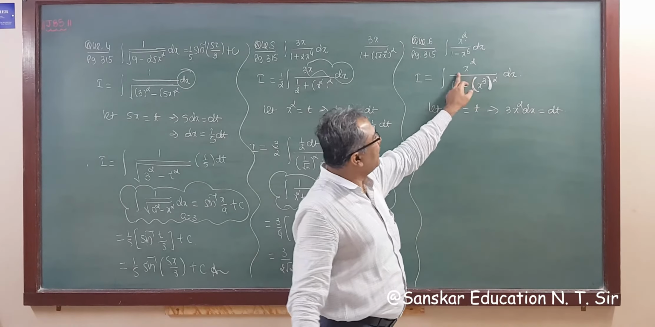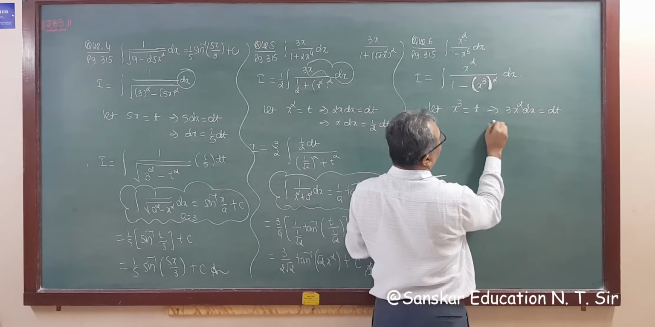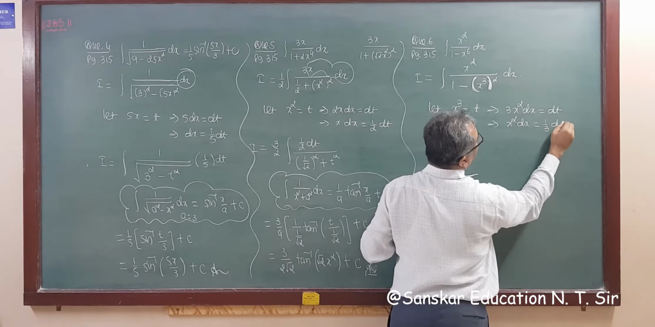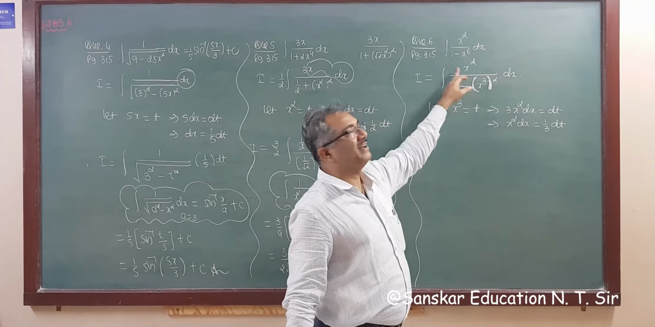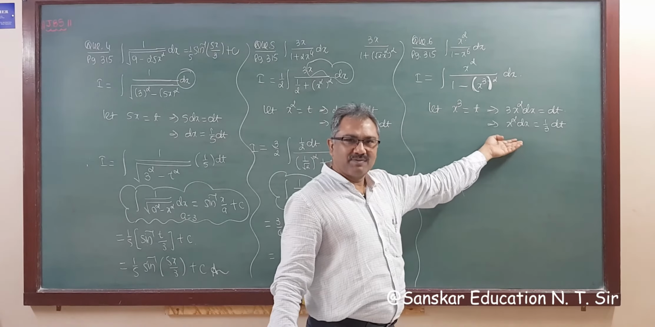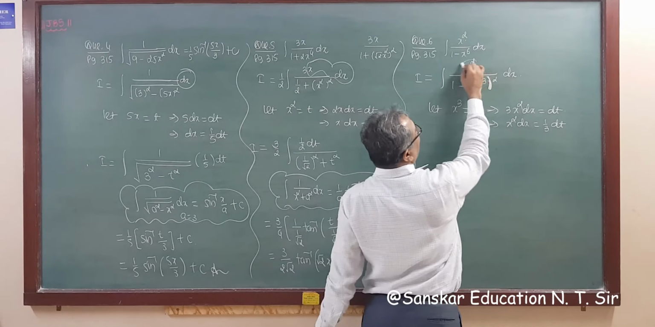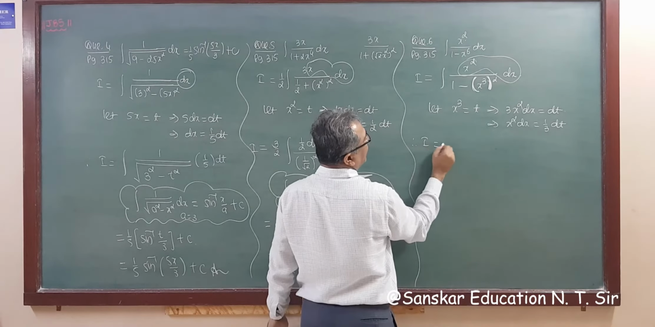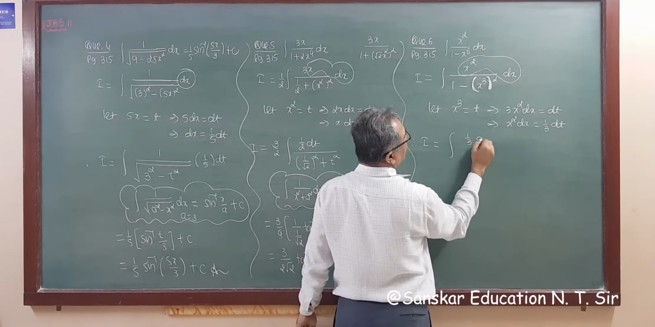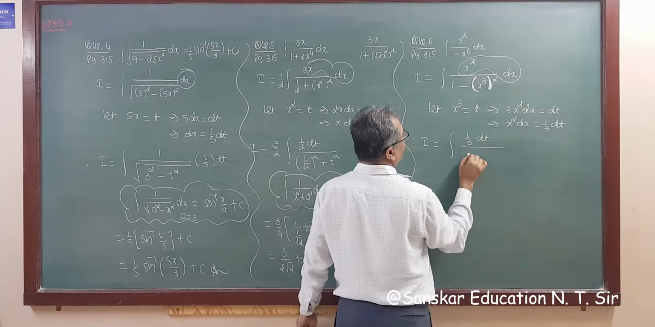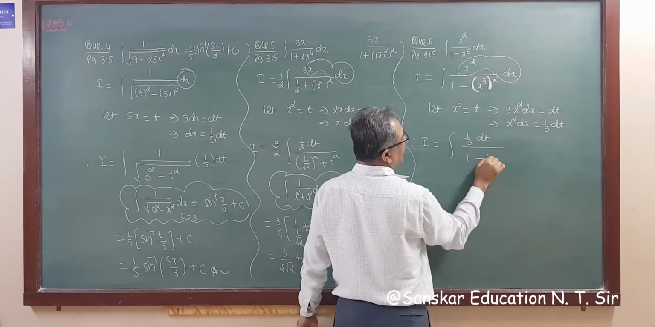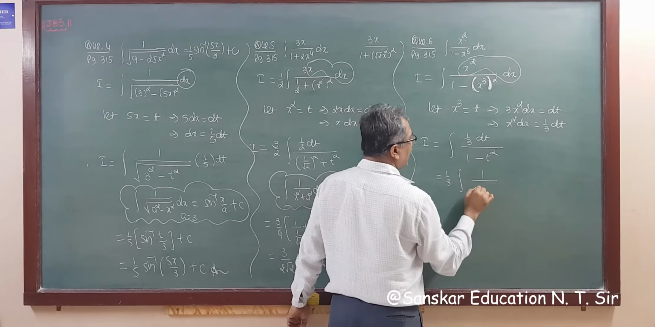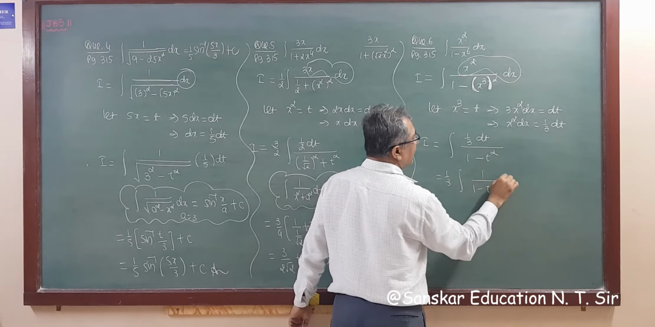But there is no 3x, only x square. So I am writing x square dx is equal to 1 upon 3 dt. Either you can divide and multiply by 3, but this is also the same thing. So now x square dx is 1 upon 3 dt. So what is your I now? This is 1 upon 3 dt whole upon 1 minus x cube is t square. That is 1 upon 3 integration 1 upon 1 minus t square dt.